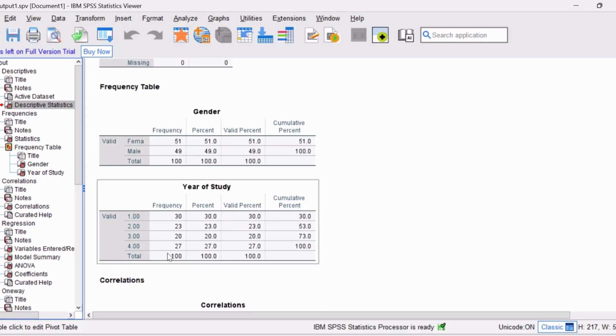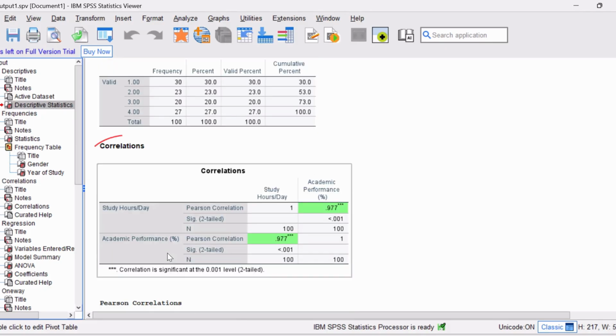And then the next thing we'll look at is the Pearson correlation analysis. The purpose of this analysis is to determine whether two continuous variables are related. In this study, we wanted to know whether students who study more tend to achieve better academic performance. The correlation coefficient between hours and academic performance is 0.977 with a significance value of 0.001. A correlation coefficient ranges from -1 to +1.